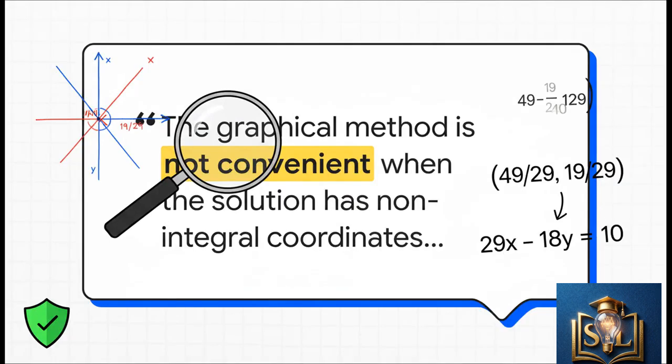But, and this is a big but, graphing has a major weakness. It's awesome for understanding the idea, but it's not always precise. What if the answer isn't a nice, clean number like 2, 5? What if it's something messy, like the actual answer to our puzzle, which turns out to be 49 over 29, 19 over 29? Trying to pinpoint that on a hand-drawn graph? Yeah, nearly impossible. And that's exactly why we need some more powerful tools in our kit.